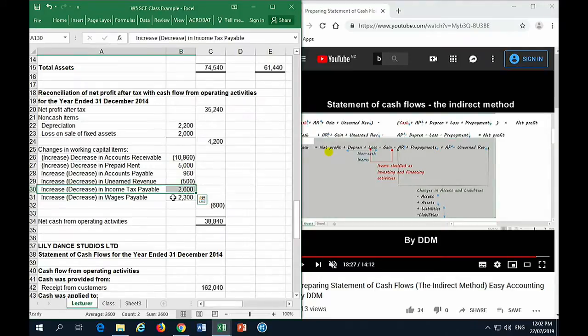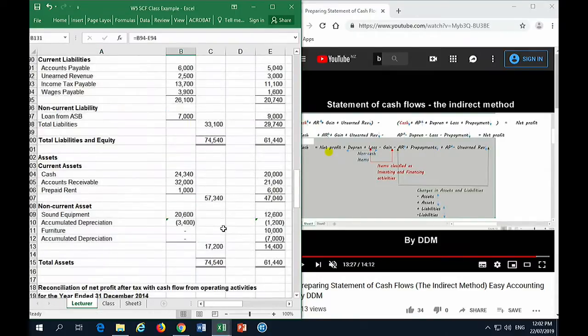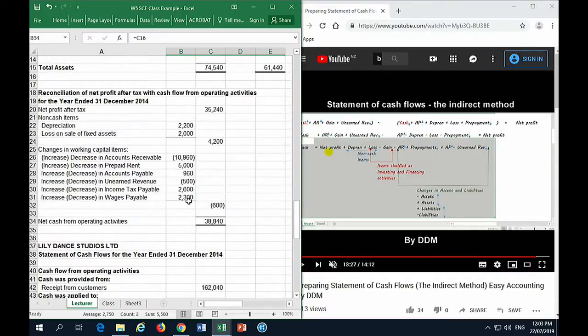Increase in income tax payable, increase or decrease? This is an increase in liability, right? Because that means you're holding other people's cash. Next one, wages payable. Do we have an increase or decrease? We have an increase. That means your employee's money currently still sits in your bank account. Other people's money, you still hold them, right? That increases your cash position. So when there's an increase in liabilities, it increases your cash position. This is net effect, all right? And eventually, when you sum up these three items, you get net cash from operating activities. Is that clear?